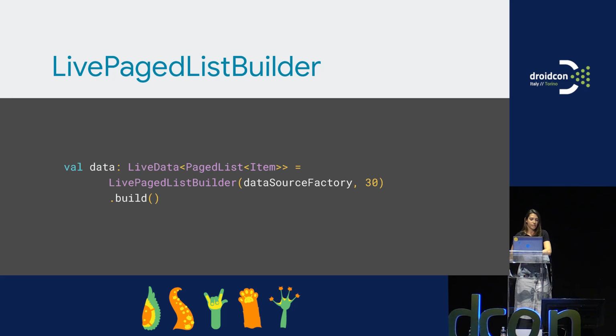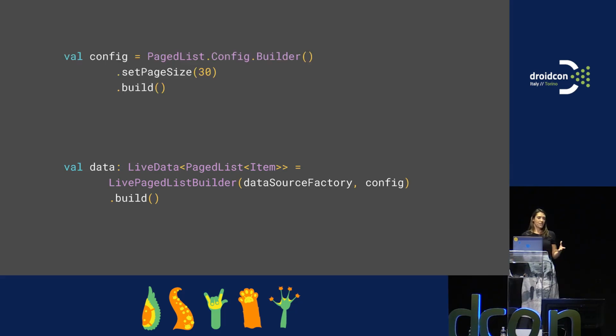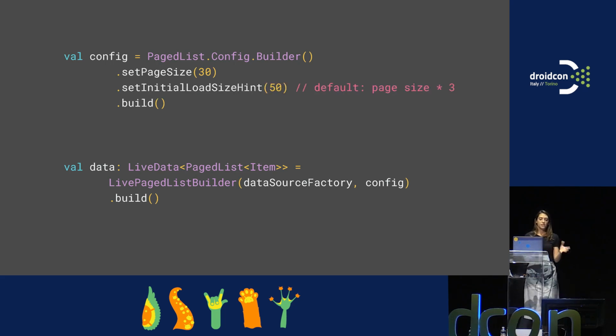But first, let's talk a little bit about the LivePagedListBuilder. You would construct a LivePagedListBuilder by using the data source factory and the page size. But sometimes you might actually want to configure something more. There are other things that we allow for configuration. So for this, you would use a PagedList.Config builder, where you can set things like the page size that we talked about earlier, but also other things like the initial load size hint.